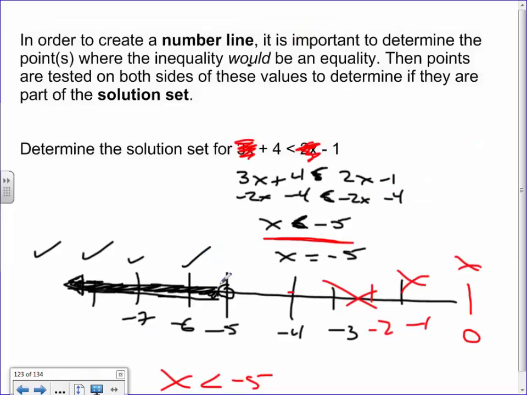Oh, one more thought. I left this open because this was not or equal to. If it was or equal to, you'd color in the dot.